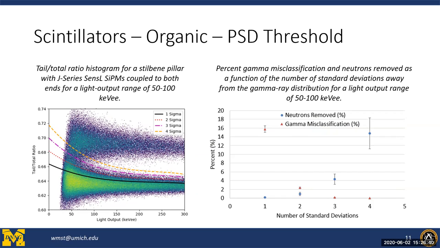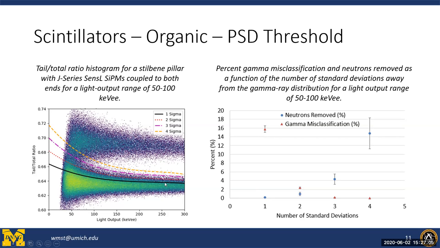And one of the reasons we would want to do that is that it gives us a quantification of our misclassification rate for a given discrimination line. So for instance, if we're looking for neutrons and we don't necessarily care about gamma ray misclassification, but we do want to get rid of some of it, we can set a relatively low threshold.